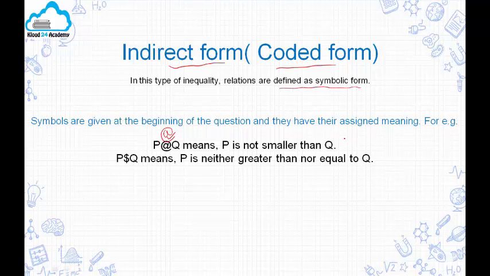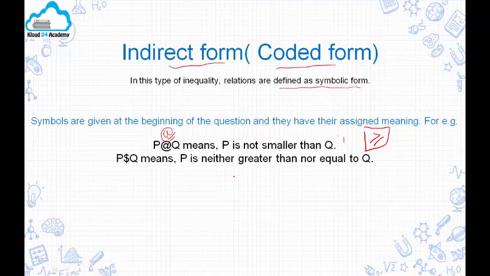P Q से छोटा नहीं है. That means it can be greater than or it can be equal to. I'll repeat. P is not smaller than Q. That means या तो P Q से बड़ा होगा या P Q के बराबर होगा. Alright, so we have decoded this at the rate. ये at the rate है greater than or equal to.